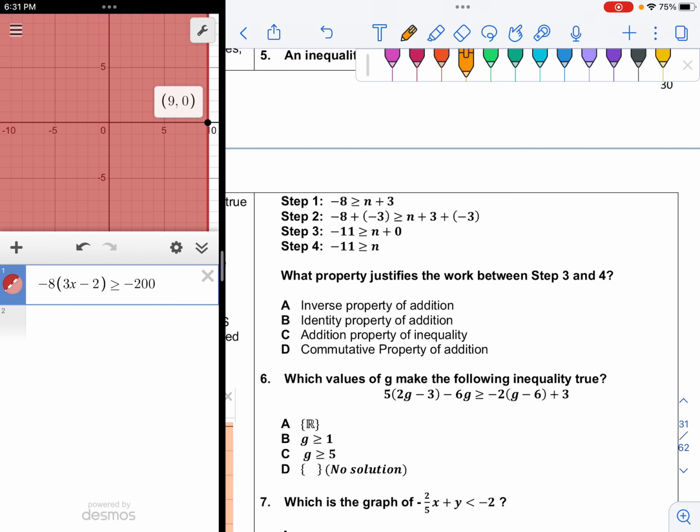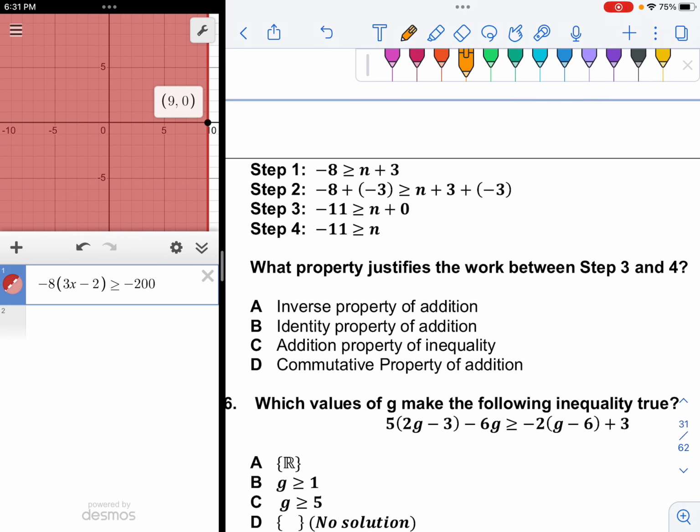Let's look at number 5. This is like that justifying properties that we talked about last time. Remember, we talked about the inequality properties, for instance, C says the addition property of inequality. It's just like the addition property of equality. We look to see that we added something to both sides of an inequality, and that's going to keep the inequality true. All right, so what property justifies the work between steps 3 and 4?